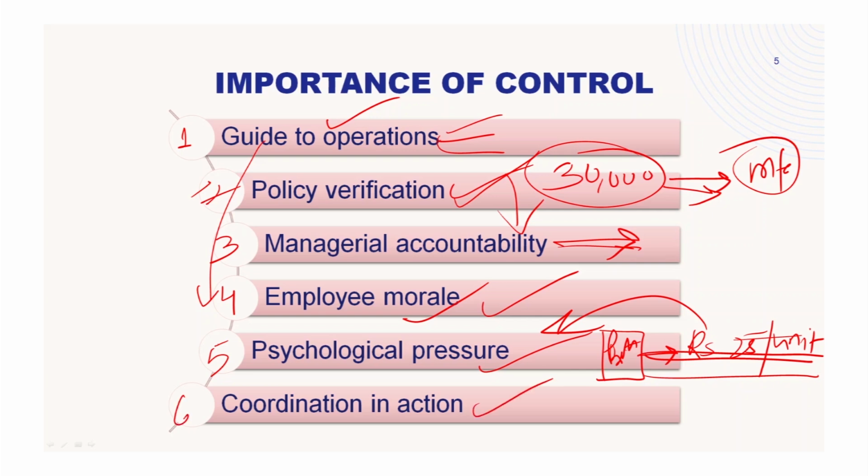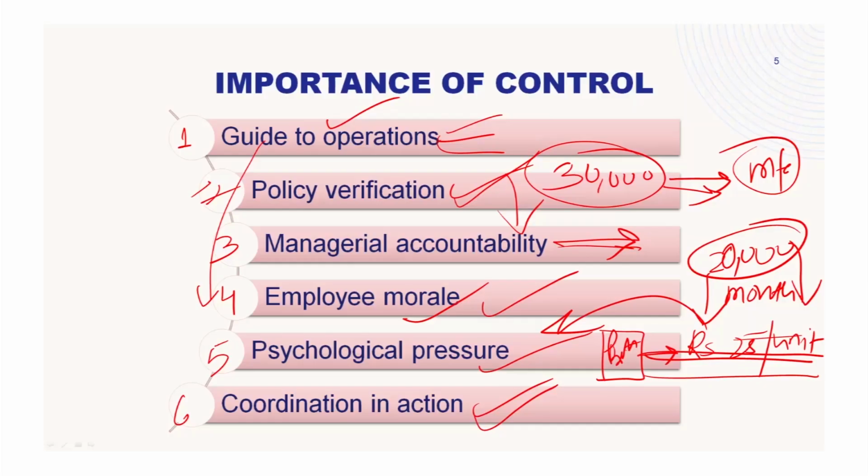Sixth one is coordination in action. How can coordination be integrated through the use of the controlling process? When all the management and all the employees have the benchmark, like the objective is to sell 20,000 pens in a month. Now, is this objective only meant for the production department, or the marketing department, or the IT department, or the HR department? It is an integrated task and the responsibility of all the departments.